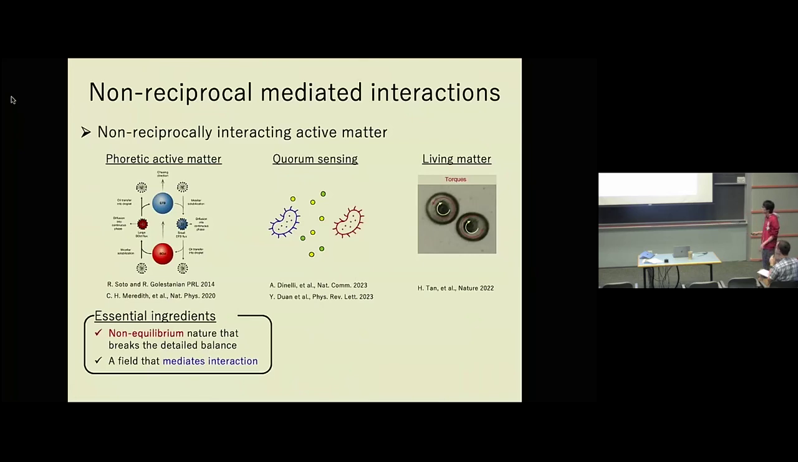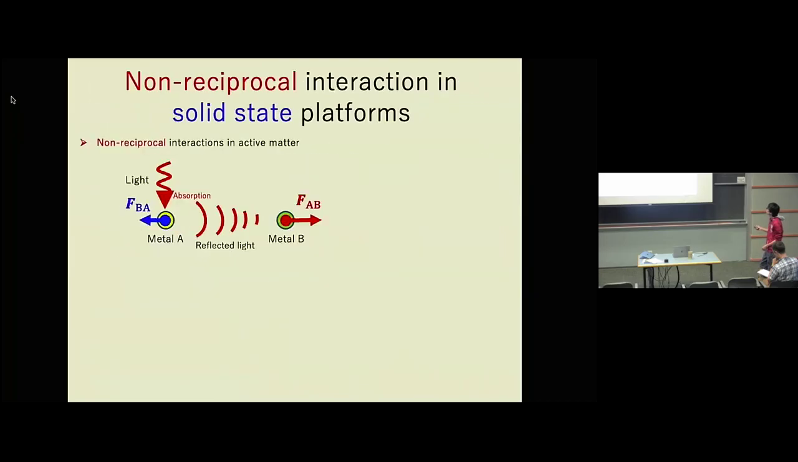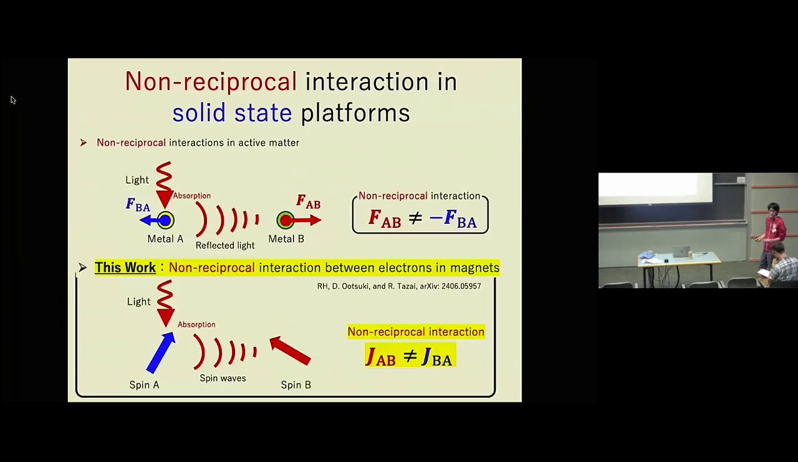So this leads me to the idea: why not do this in quantum systems? Because there are many quantum systems that have a mediating interaction. And by breaking detailed balance there, the idea is to make non-reciprocal interaction. Just to make it clear, in non-reciprocally interacting soft matter, you shine a light on this, and there's a mediating field that gives rise to non-reciprocal interaction. So our idea is to make essentially the same phenomena happen in quantum systems.